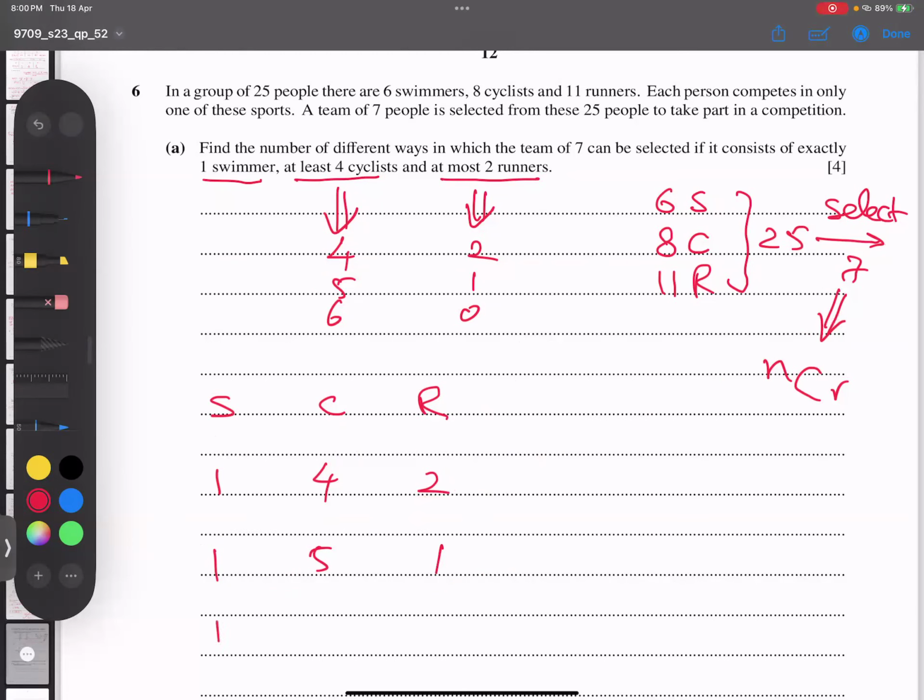So one more option we have. If I increase more cyclists until I get a 6, and this runner, I make it 0. No participation of runners. So again, it becomes 7. So let's try to achieve this target. How to get this target?